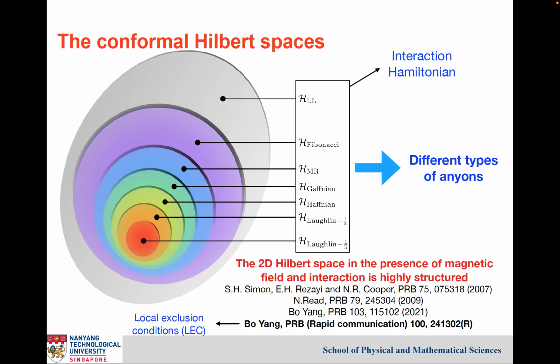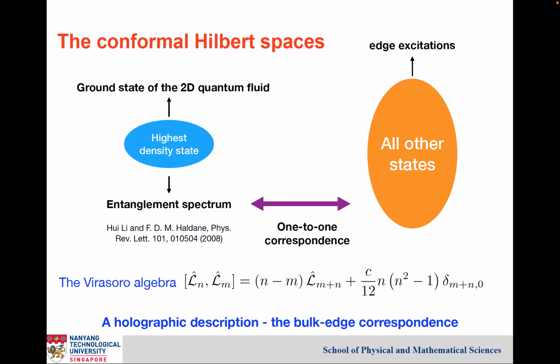Okay, and they also have these nice structures. Every Hilbert space is also very special. I call them the conformal Hilbert spaces because they do have emergent conformal symmetry in 2D. I'm going to talk just a little bit about it. So the special feature of these Hilbert spaces is that every one of them has a highest density state corresponding to the ground state of a particular phase. And the entanglement properties of this ground state actually contain all information of all other states in the same Hilbert space. And these are what we call the anyon particle excitations, or the edge excitations if you put the quantum Hall fluid on an open boundary system.